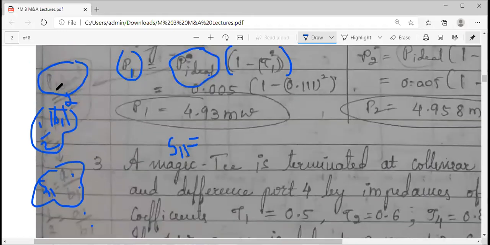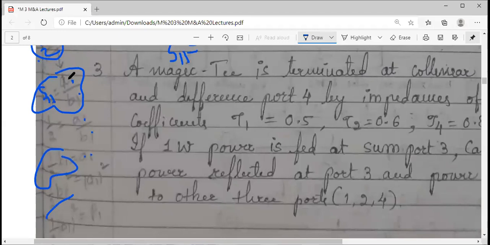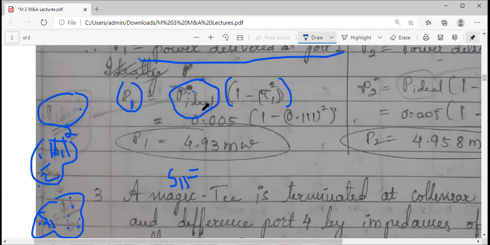Got it? Why is P ideal equal to half B1 square? It is because of the S11 equation, A1 by B1. Then A1 will be equal to half of S11, which is half into B1. As I'm interested in powers, take the squares. So this is your P ideal value. Ideally I should take half B1 square.